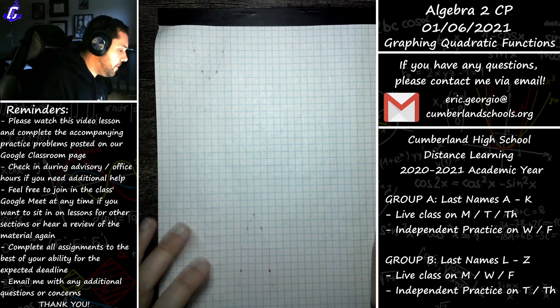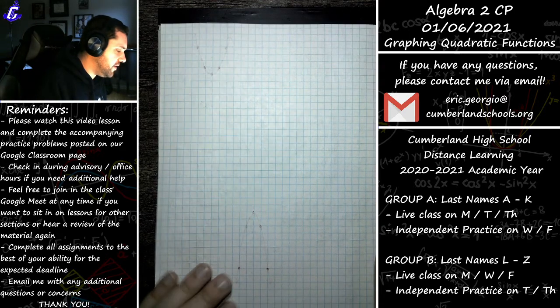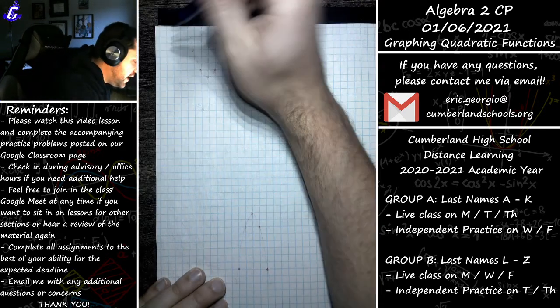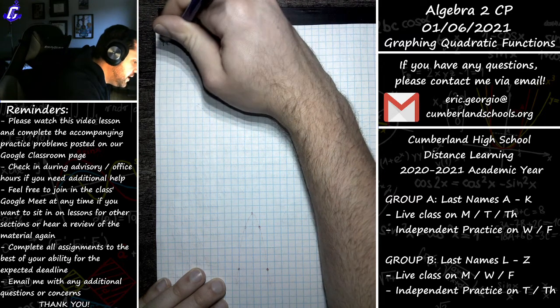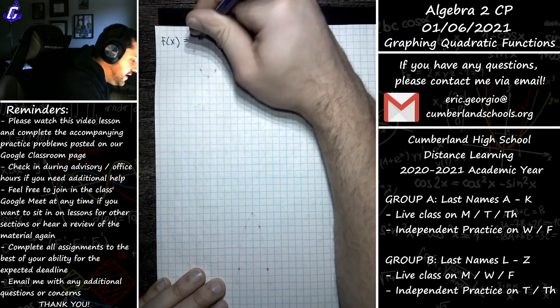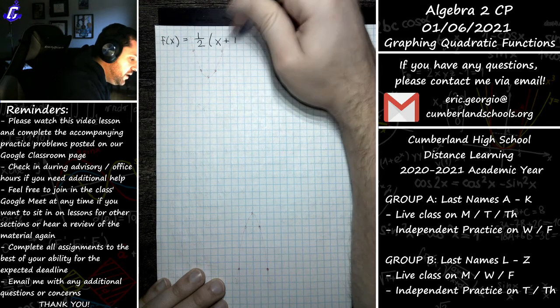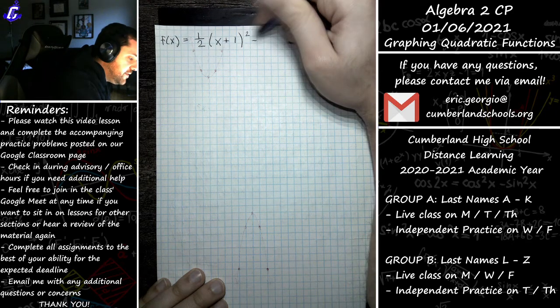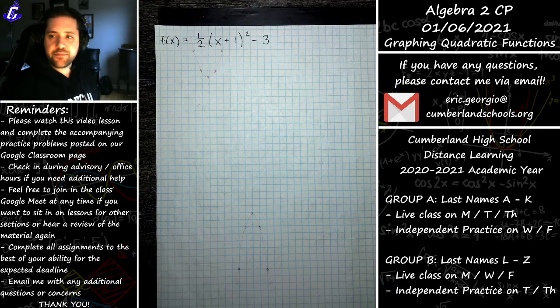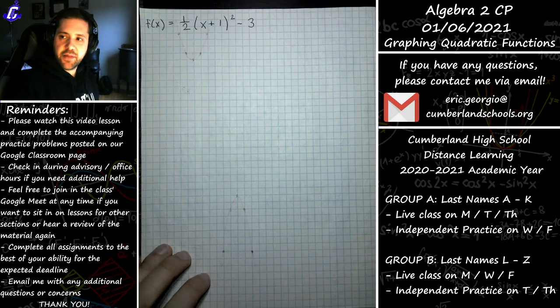Let's do, because I think the other examples show off something that we kind of already saw, another negative example. How about a fraction for the stretch? F of x equals 1/2 times x plus 1 squared minus 3. All right, let's take a look at something like that.